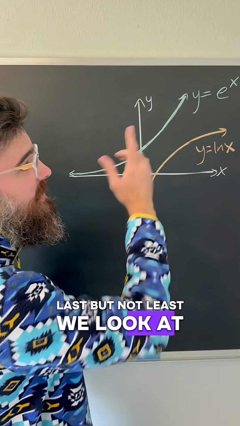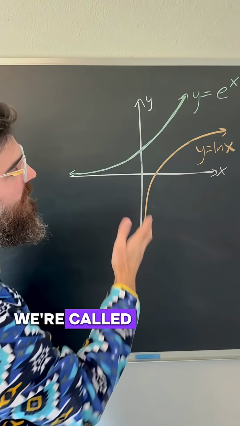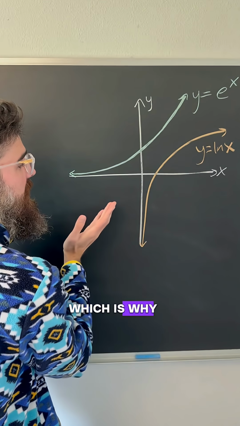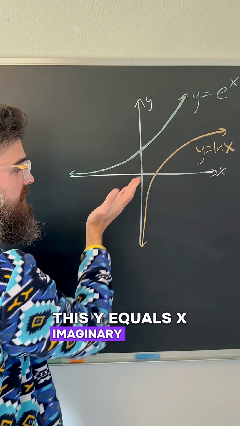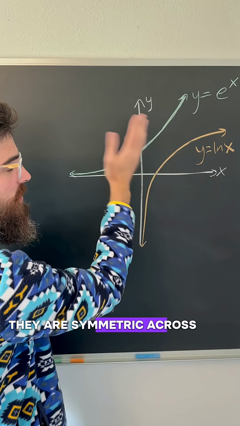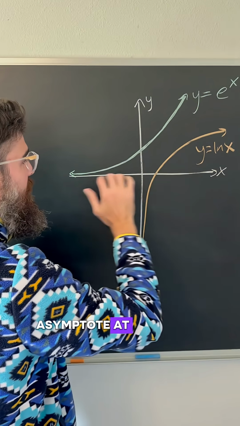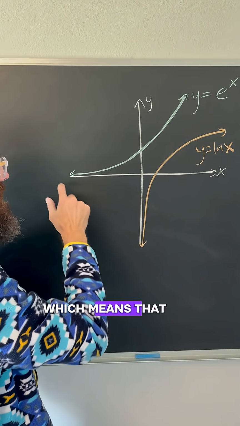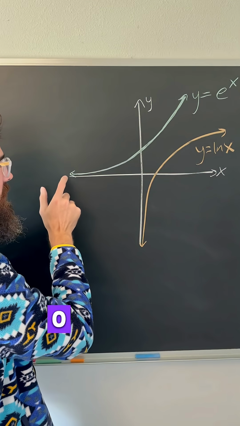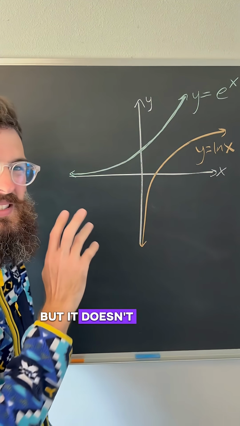Last but not least, we look at the log and exponential functions. Recall that logs and exponentials are inverses, which is why if we were to look at this y equals x imaginary line here, they are symmetric across that. We should also note that the exponential has this asymptote at y equals 0, or the x-axis, which means that this gets closer and closer to 0 as we go to negative infinity, but it doesn't actually reach 0.